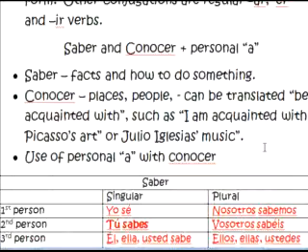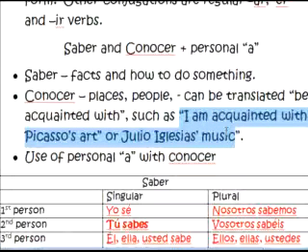So you can look at that one, and here's a couple more examples for you. I am acquainted with Picasso's art. That's sort of the one that you can translate with I've been acquainted. Or I'm acquainted with Julio Iglesias' music. Again, we probably in English may say in some limited circumstances, I know Picasso's art or I know Julio Iglesias' music. But when you know someone's music or someone's art, you do use the verb conocer.